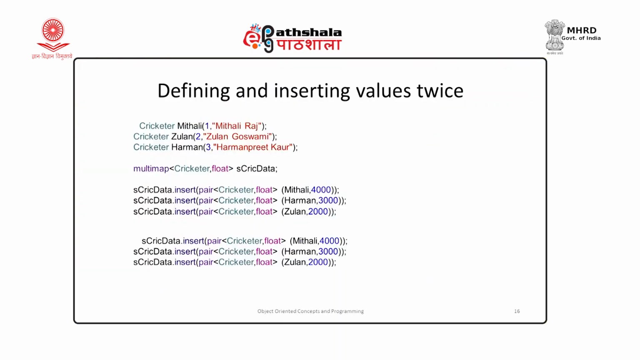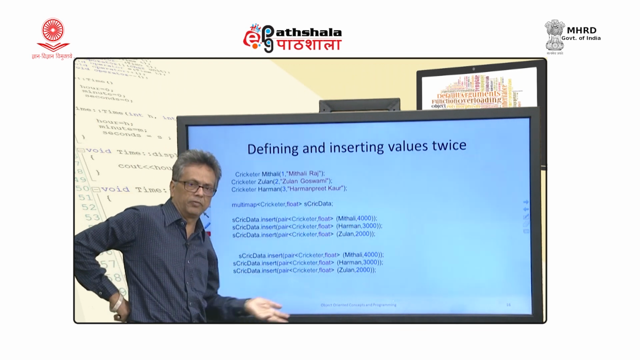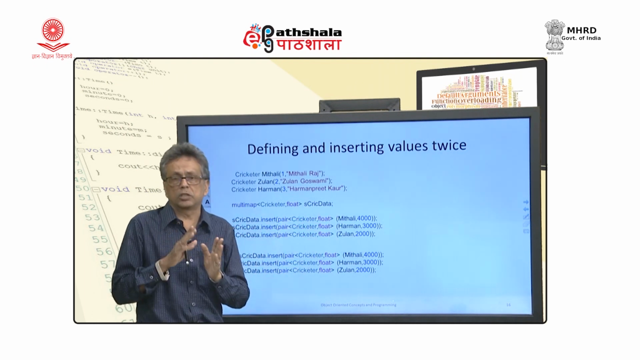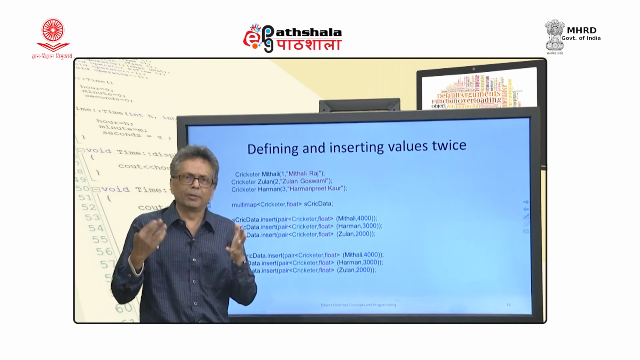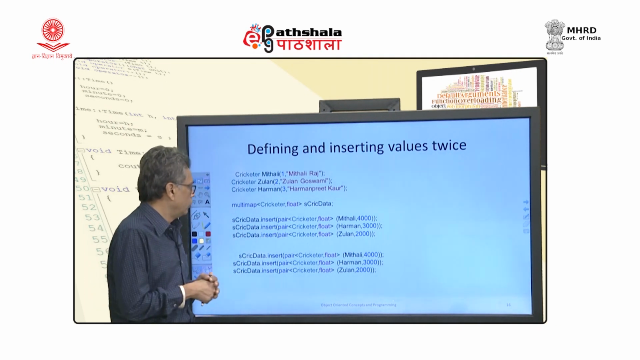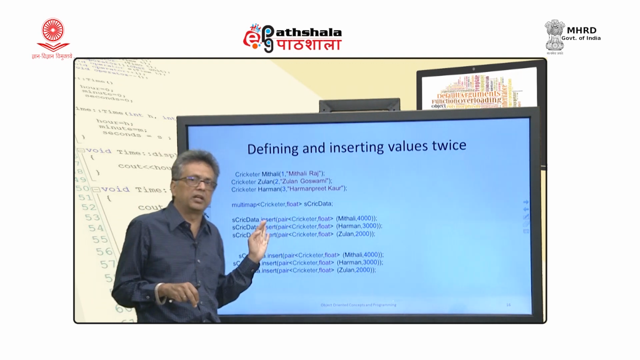So, I just define cricketer, Mithali, Julian and Herman, and then I define this multimap and I insert both of them twice. Okay. So, I am inserting both these values, Mithali 4000 and so on, the same thing which we have done before. In fact, I can use this with map too. Normally people do not do it, because that array subscript operator is very readable way of doing it. But if you want, you can use the same syntax there as well using pair.